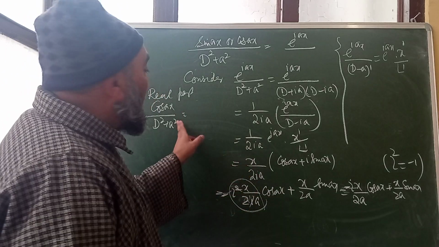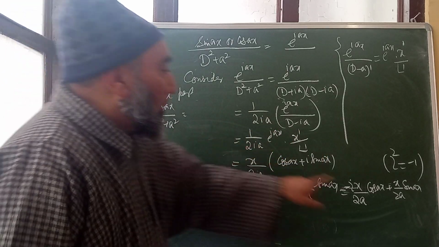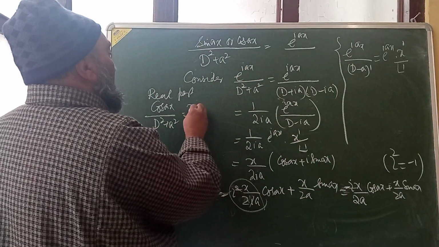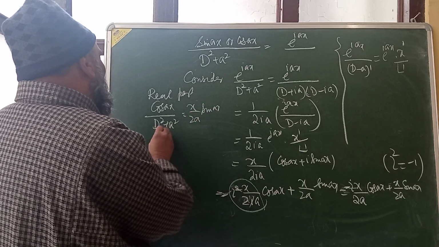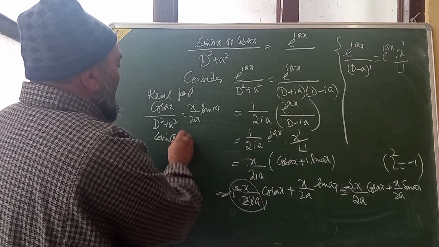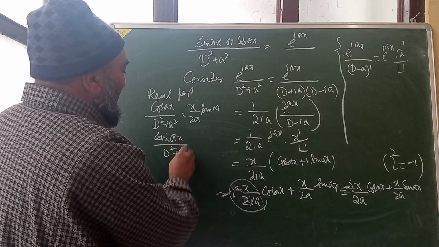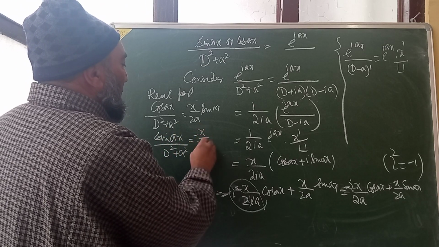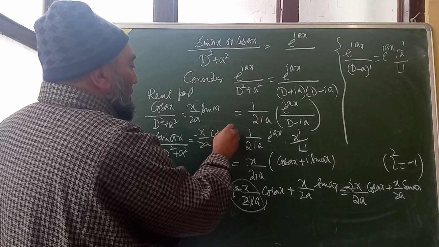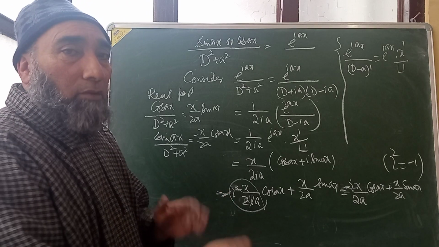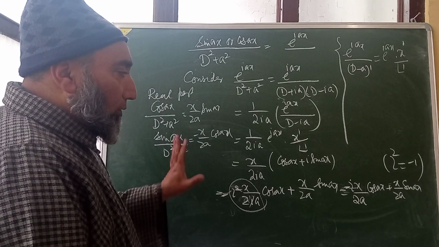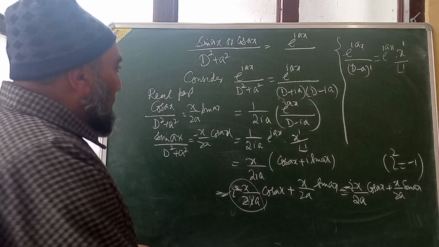Okay. Now I am taking the real part. Cos d. What is the real part? x by 2a sine ax. And what is the imaginary part? Sine ax upon d square plus a square. It is minus x by 2a cos ax. This is the formula which I have written there, which I have used and will be using in future also. Fine. I hope this was okay.